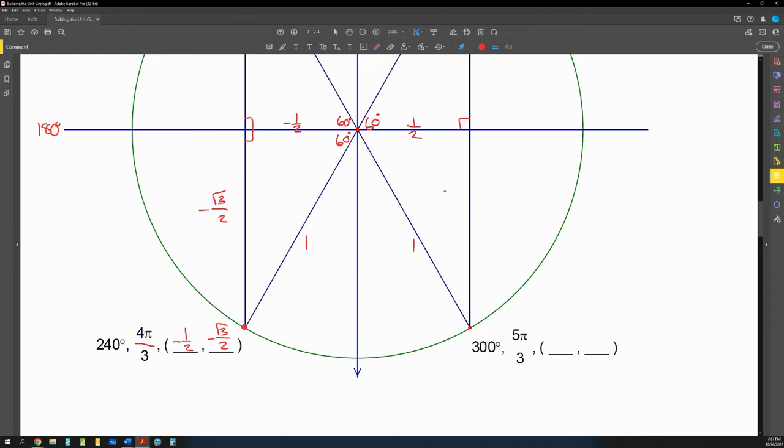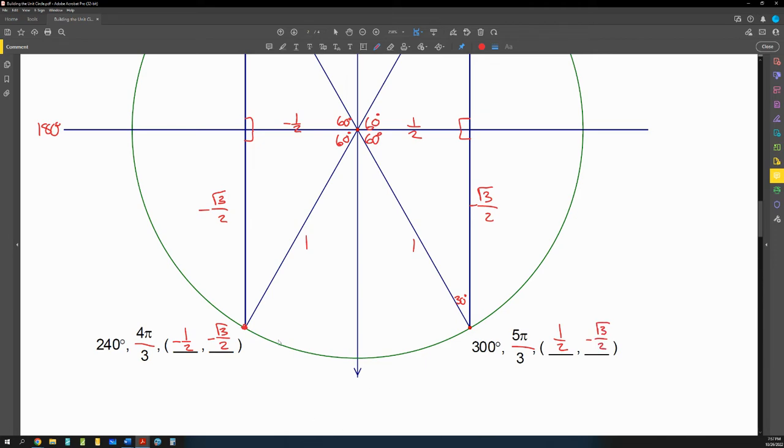And finally, in quadrant 4, if we have 300 degrees or 5 pi/3 in radians, we have a reference angle of 60 degrees. Again, a 30, 60, 90 triangle where the vertical component is negative root 3 over 2. And the horizontal component is positive 1/2. So x is positive, y is negative in quadrant 4.